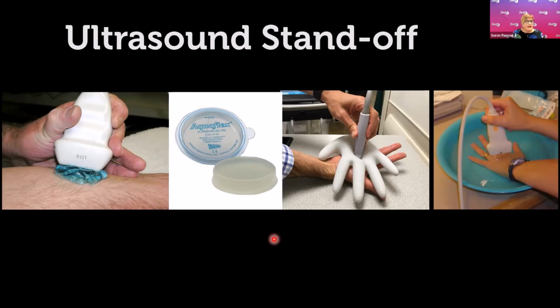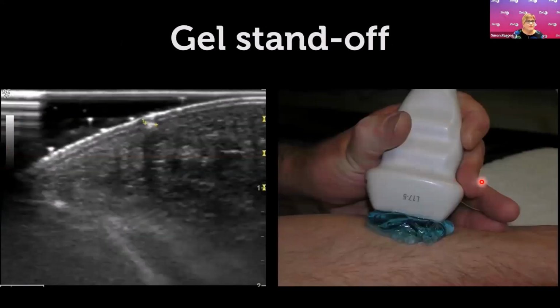And you can see here a number of different versions of a standoff. You can either use a very thick layer of viscous ultrasound gel. They do manufacture standoff pads. Here's a homemade one where we've just filled up a glove with water, and also a water bath, which is my favorite. But we'll talk about the advantages and disadvantages of each of these in turn.